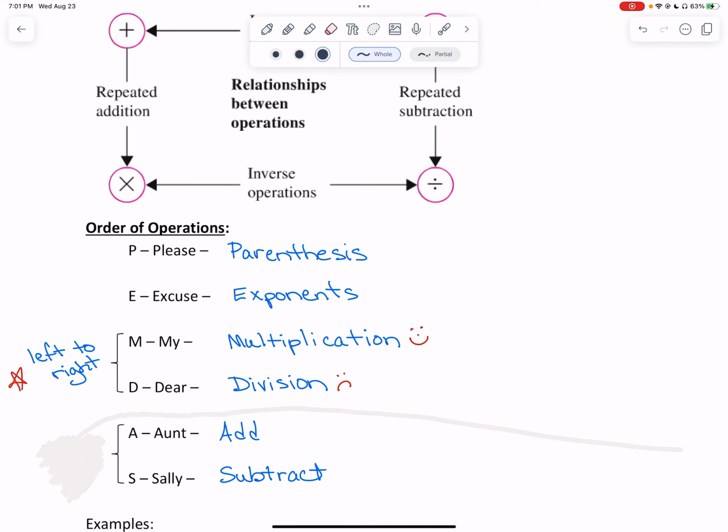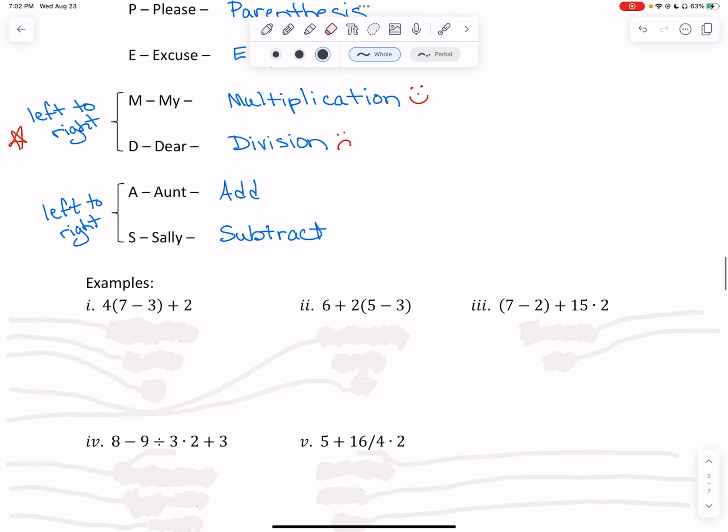Adding and subtracting. Now we say that it's left to right, but eventually when we get to chapter 5, where we have positive and negative numbers, once you start putting negative numbers in there, then this left to right goes away. And we'll talk about that once we get to chapter 5. But for right now, just think left and right. We're going to add and subtract left to right as well. Okay, so let's do some examples.